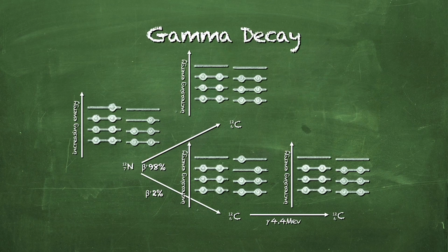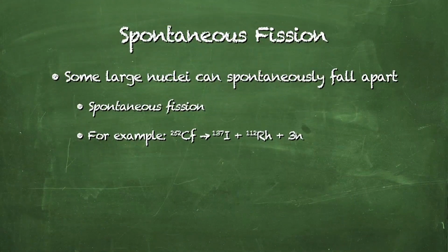The final radioactive decay process that we saw in our chart of the isotopes was spontaneous fission. Spontaneous fission means that sometimes nuclei just fall apart on their own. And these are large nuclei, so it is large nuclei that can spontaneously fall apart on their own. And this is called spontaneous fission. Fission means to cut apart, so they will spontaneously break apart. As an example, californium-252 can fission into iodine-137 plus rhenium-112 plus 3 neutrons.